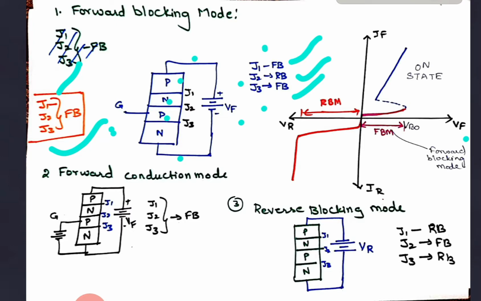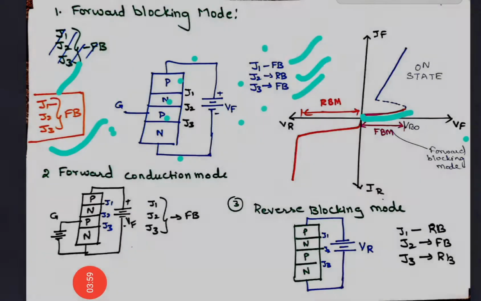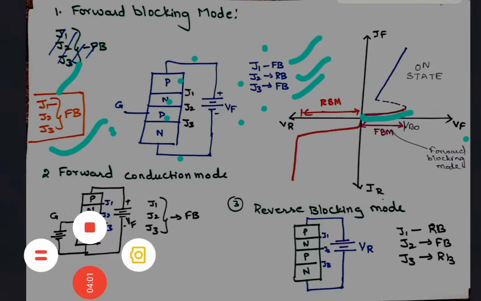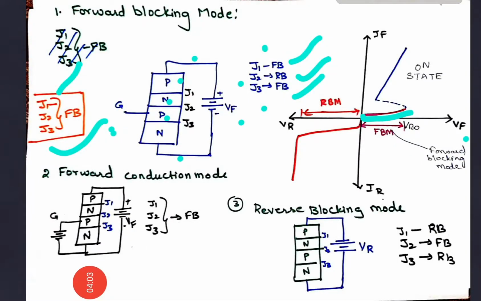There will be a small current across the SCR due to the leakage current, due to the minority charge carriers. This is the small current. Now we have to turn on the SCR. J1 and J3 are forward biased and J2 is reverse biased. Still the SCR is not switched on.